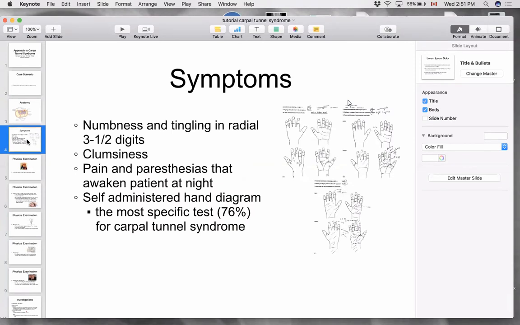So what are the usual symptoms in carpal tunnel? Numbness and tingling in the radial 3.5 digits of the hand. That's where the median nerve supplies the hand. Pain and paresthesia that awaken the patient at night. Usually they wake up and try to shake their hands to minimize this numbness.